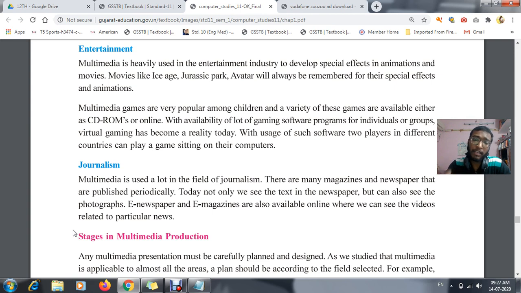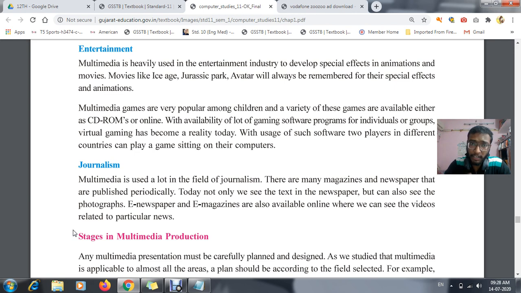The same concept goes for magazines also. Whatever magazine we get in physical form will be available as a PDF, which is known as an e-magazine, or an electronic magazine.